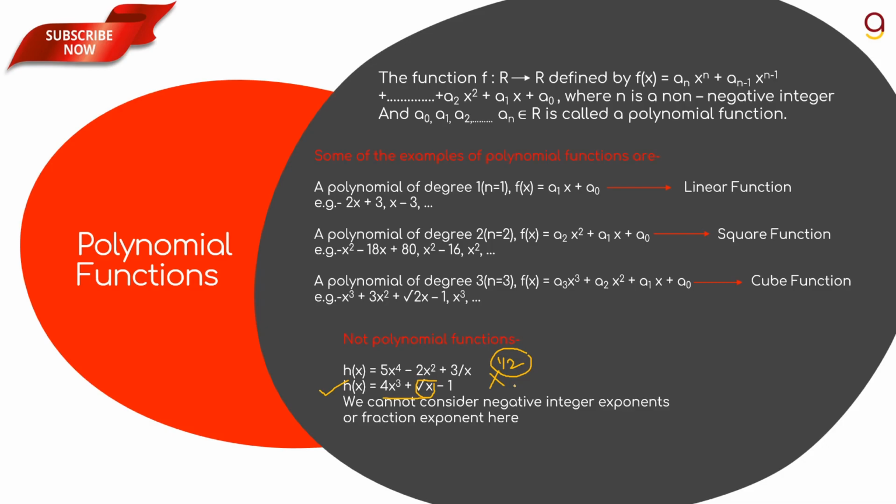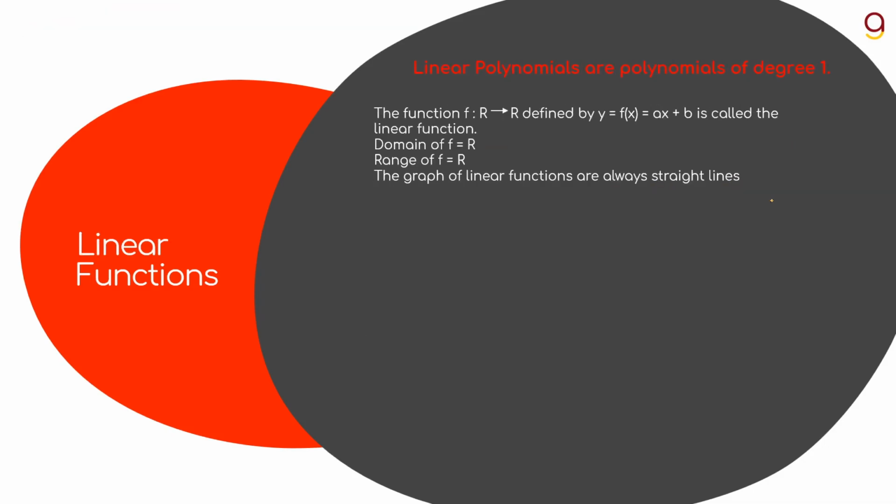Hence, for a polynomial function, n must always be a non-negative integer. N cannot be a negative integer, nor can n be a fraction. N must always be a non-negative integer. So now, after seeing the polynomial function, let's see the linear function in more detail.